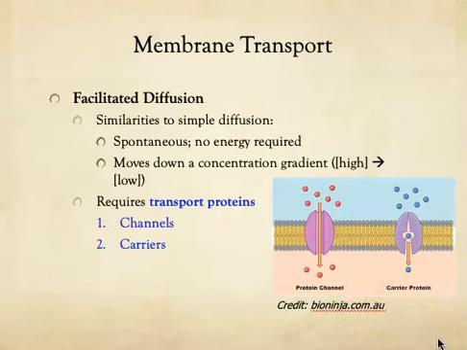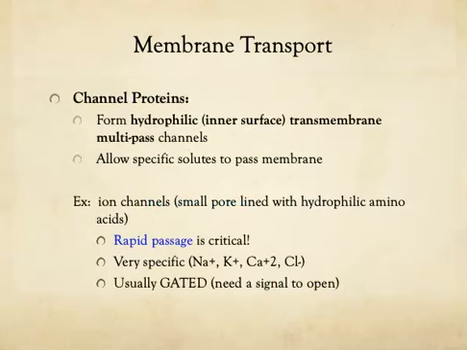Now, these proteins are of two general types. One of them is called a channel protein, and the other is called a carrier protein. And they're both going to participate in facilitated diffusion. They're just going to do it differently. We'll talk about each type of transport protein separately. Let's start with channel proteins.